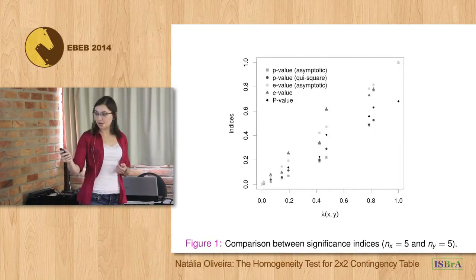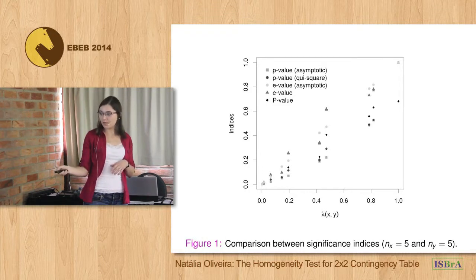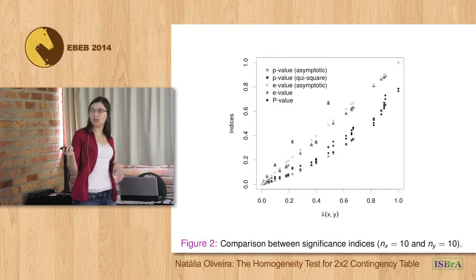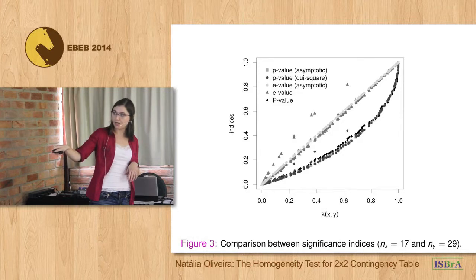So first, here we can see that on the horizontal axis, we have the test statistic. On the vertical axis, we have all the indices. We consider all 5 of them. And for example, for 5 and 5, this is not a simulation study. We actually constructed all possible tables considering these sample sizes and plotted all the possible indices here. As sample size increases, we can see that there is a relationship between them that becomes quite evident.